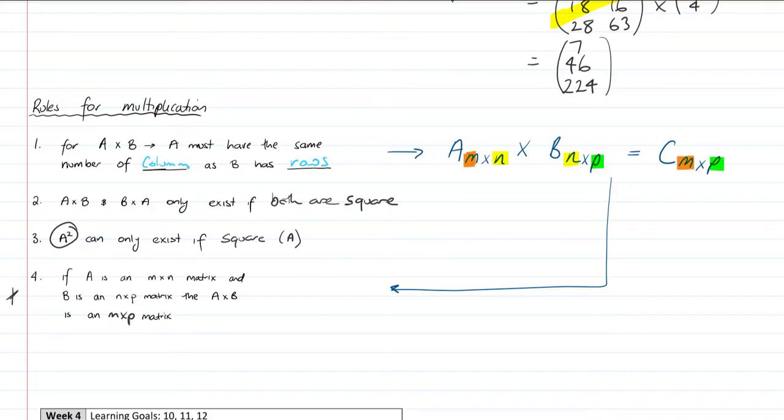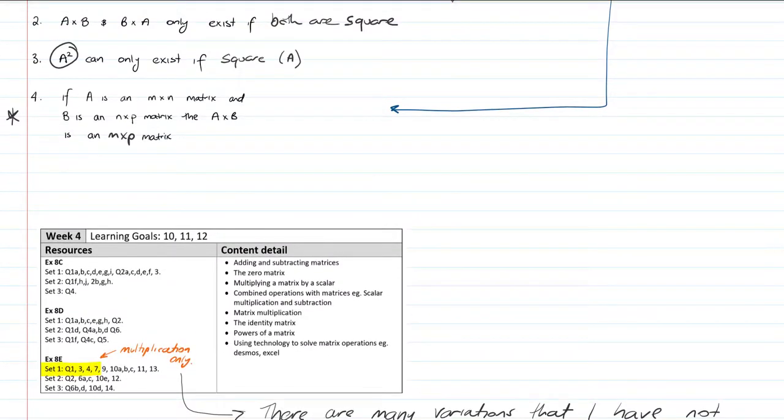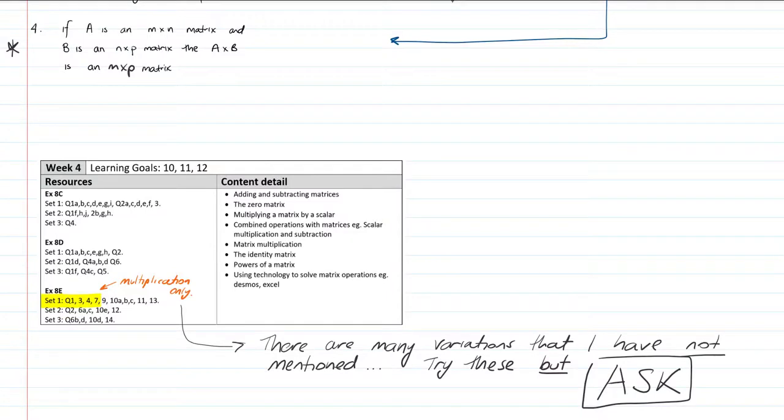So these are all the rules, and I would suggest you come back and have a read of these again once you've done some questions. They'll probably make a little bit more sense. Anyway, we're on to 8e, and you can do these multiplication only questions. Question 1, 3, 4 and 7 from exercise 8e now. But try some and ask questions if you need to, or go back and watch this video again. All the best.